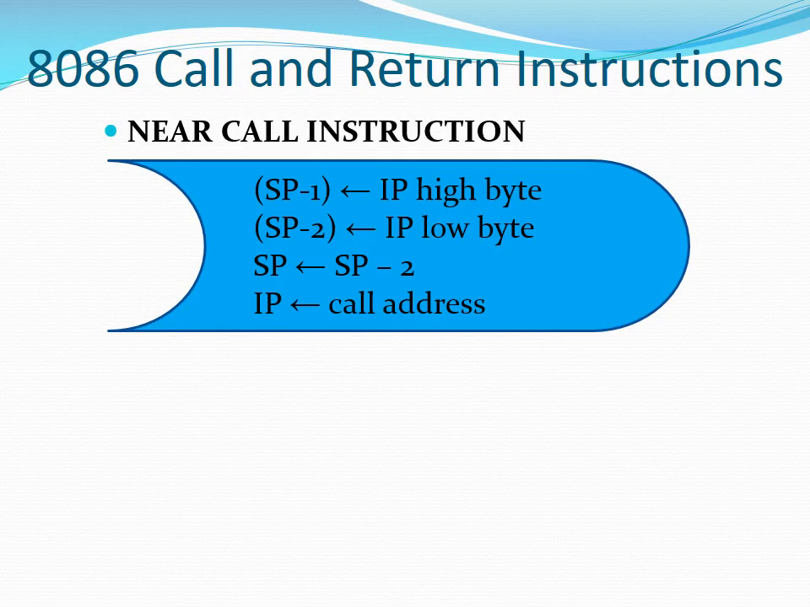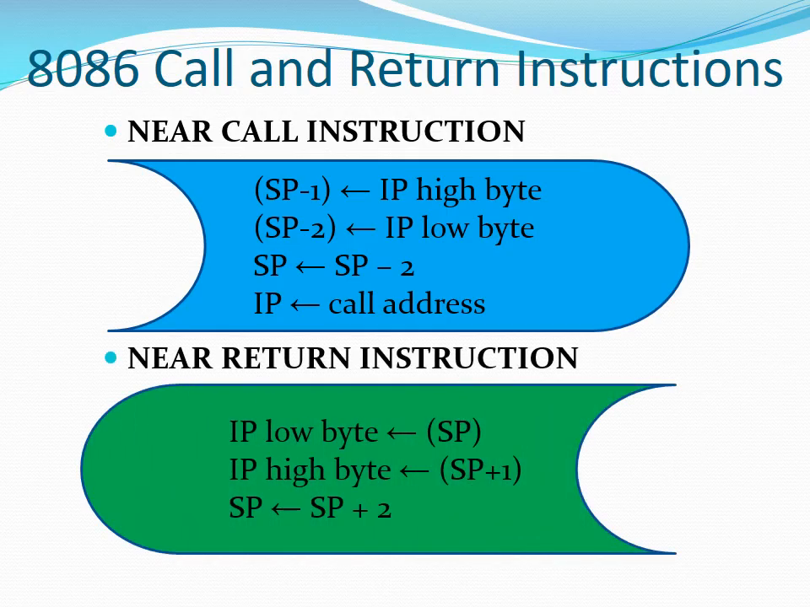Pushing the instruction pointer to the stack is used to preserve the address of the instruction that follows the call instruction so that program execution can be able to branch back to that instruction. To branch to the required subroutine, the starting address of the subroutine, called the call address, is loaded into the instruction pointer. The call address is specified as an operand of the call instruction.